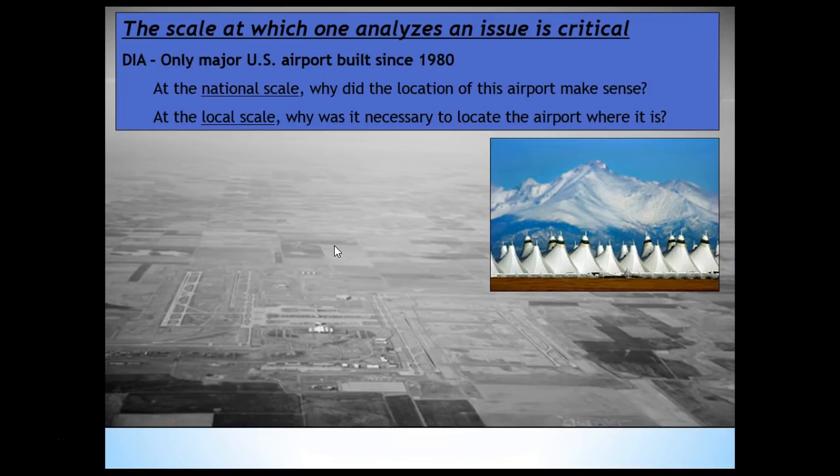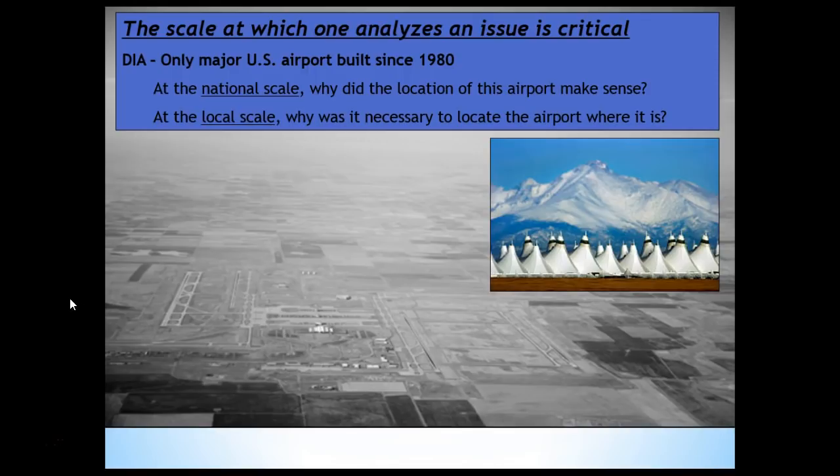So we want to think about scale and analyzing scale, when we think about where things are located geographically. Let's take the Denver International Airport, for example. It's the only major U.S. airport built since 1980. At the national scale, why did it make sense to build an airport in Denver? At the local scale, why did they build this airport on the outskirts of town in the middle of a field, as you can see down here?